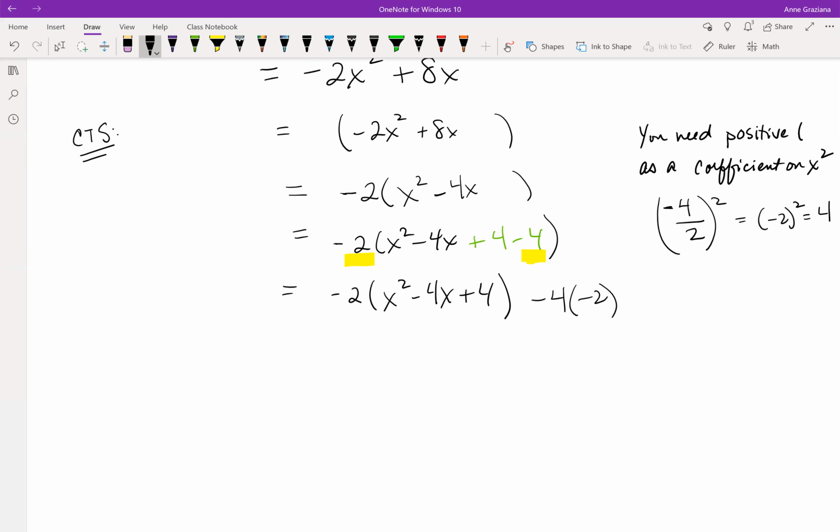While I'm waiting, how do I factor x squared minus 4x plus 4? What is that going to look like? X minus 2 squared? Yes, very good.